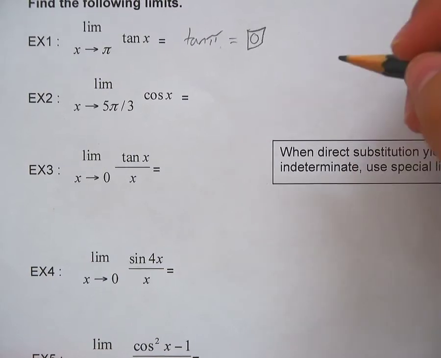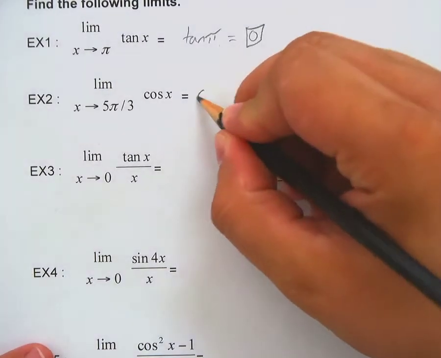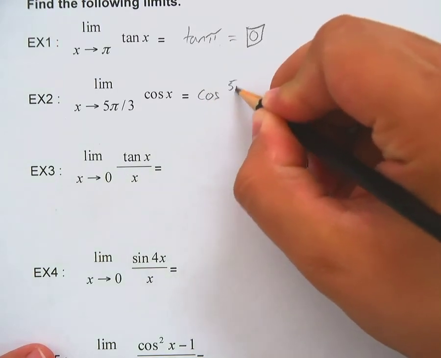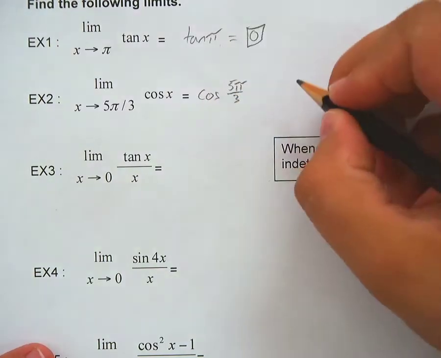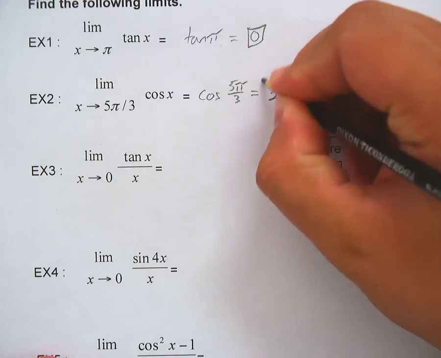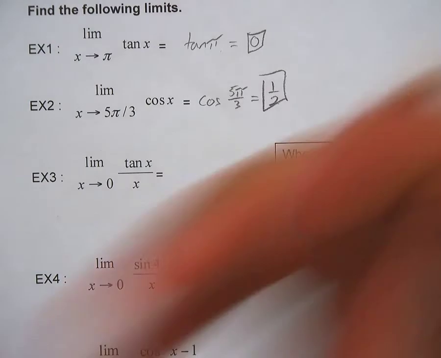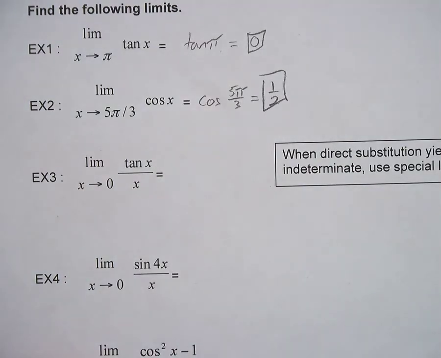Okay, keep going. The limit as x approaches 5 pi over 3 of cosine x. Well, that's cosine of 5 pi over 3. 5 pi over 3, if you remember, has a reference angle of pi over 3. This is in quadrant 4 here, so your cosine is going to be positive, so it's 1/2.